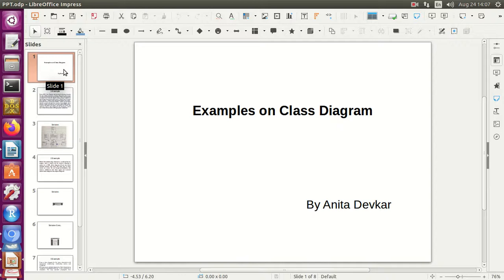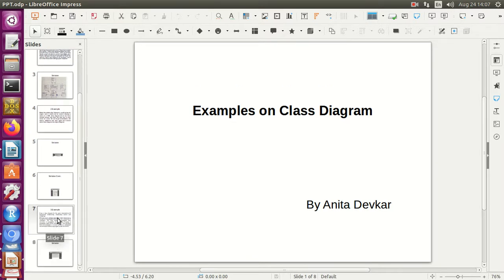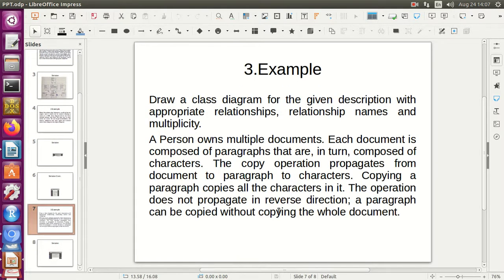Hello students, in this video we are going to see the examples on the class diagram. Based on the descriptions, you have to convert those descriptions into the class diagram. So the question is: draw a class diagram for the given descriptions with the appropriate relationships, relationship names and the multiplicity.